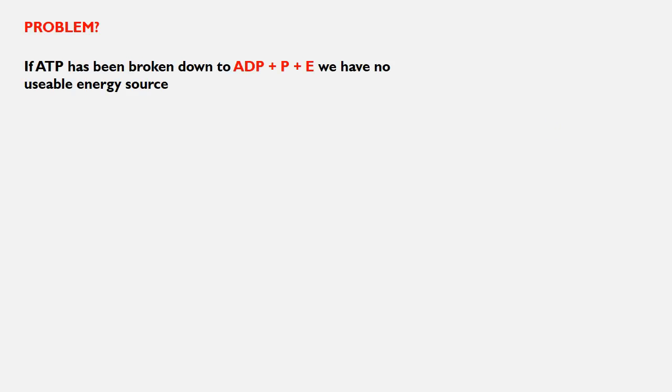Problem. We now have a problem. We know that ATP is the energy currency of the body and is the only usable source of energy. It lasts 3 seconds. After 3 seconds, we are now left with ADP plus P plus energy. We do not have ATP. Therefore, we're not going to be able to have a muscular contraction.